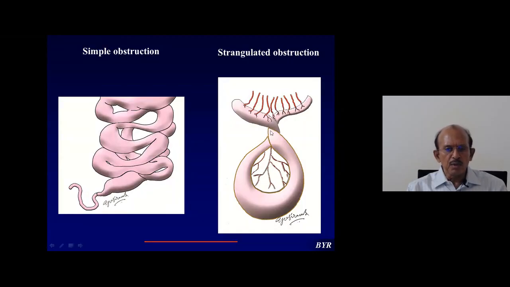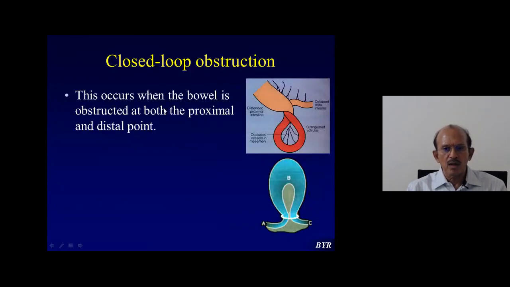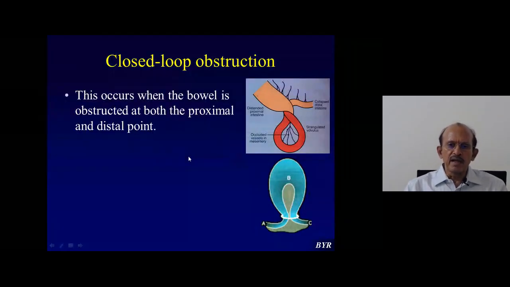If there is a closed loop obstruction, the chances of strangulation are many. That is why this loop undergoes ischemia very quickly if it is a closed loop obstruction, because the distance will be more. And in this twist, the blood vessels are also involved, and that is why they can produce the ischemia. So that is about the strangulated obstruction.